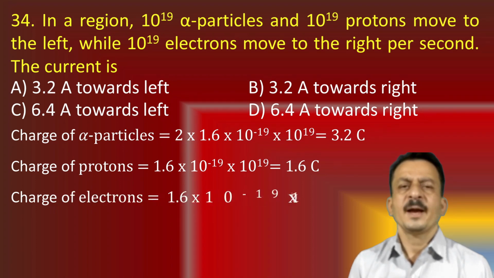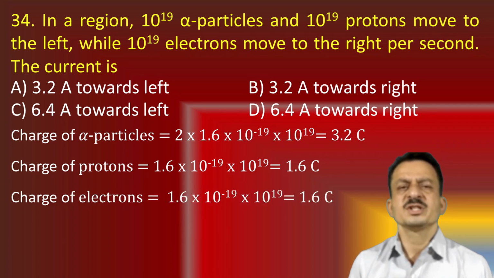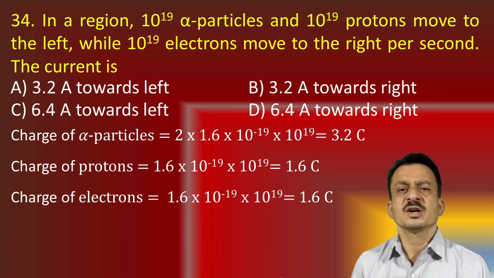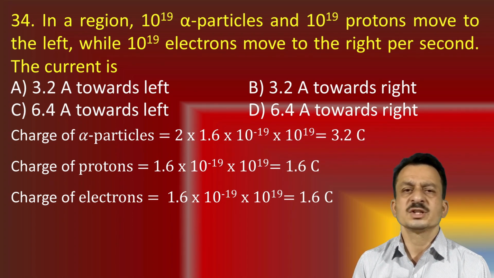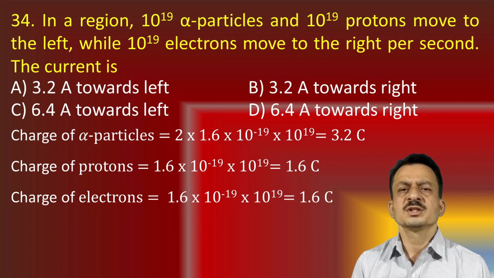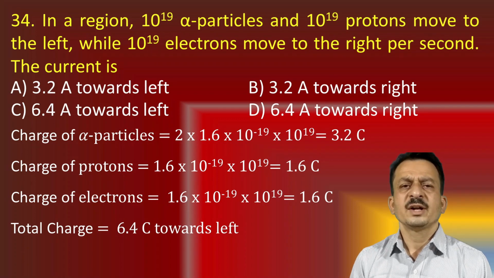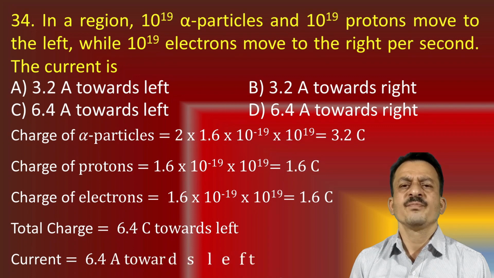Now charge of electrons is also the same, 1.6 into 10 to the power of minus 19 into 10 to the power of plus 19. It is 1.6 coulomb. Since electrons are moving towards the right, the positive charge which causes the conventional current is moving towards the left. Therefore, the total charge moving towards the left is 3.2 plus 1.6 plus 1.6. Therefore, total charge is 6.4. Direction, it is moving towards the left. Hence, C is the right answer. The current is 6.4 amps moving towards the left side.